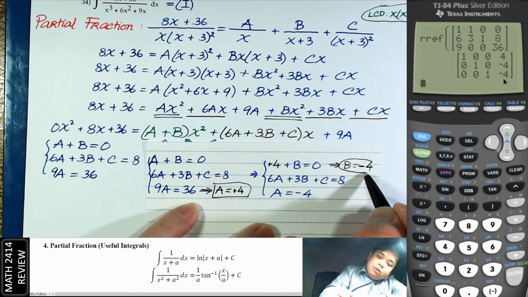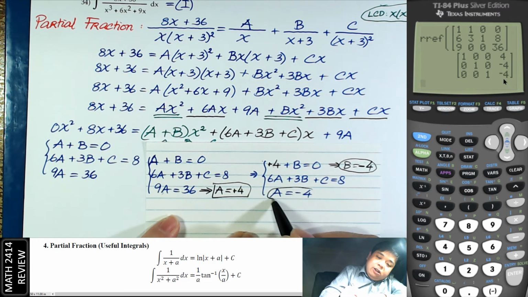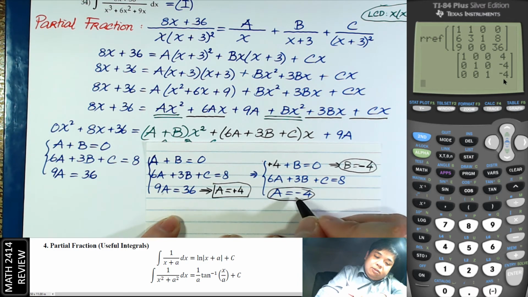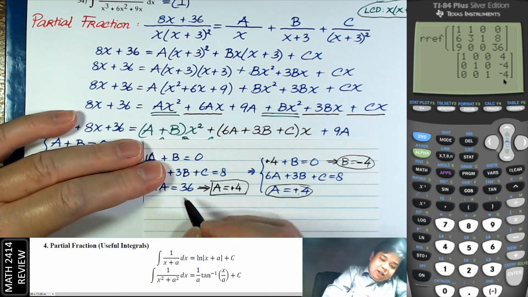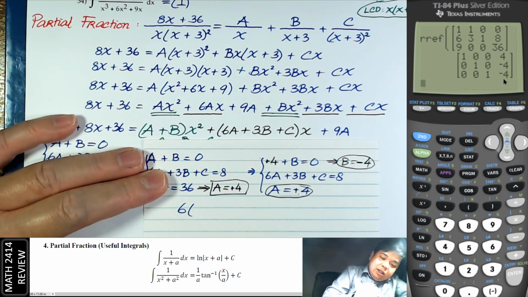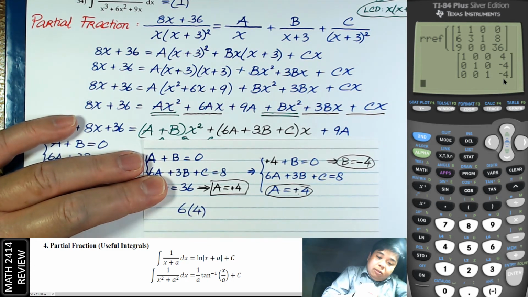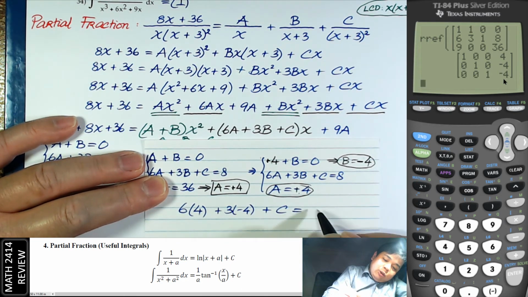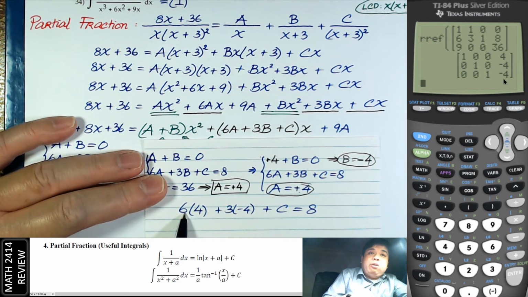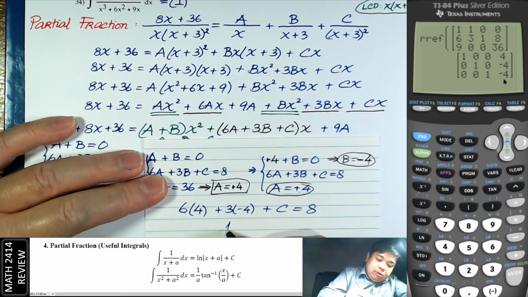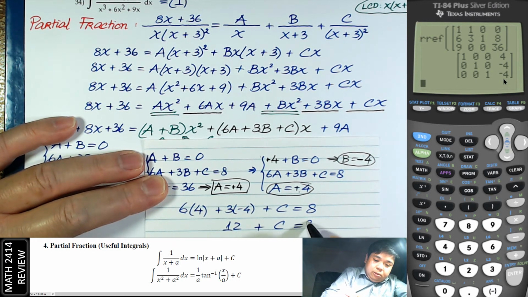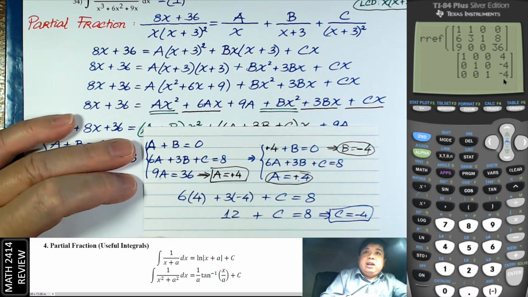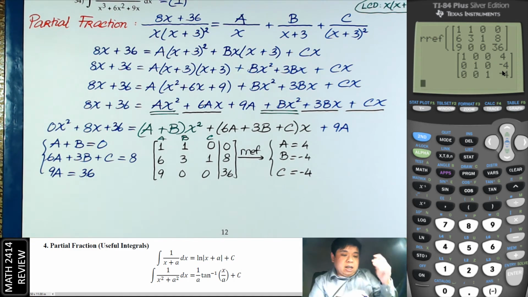So we can substitute -4 and positive 4, -4 into here. We have 6 times A, which is 4, plus 3 times -4 plus C is equal to 8. So that's 24 minus 12. So here C is -4. So it's not that bad to solve this by hand. Right, but that's what we have.